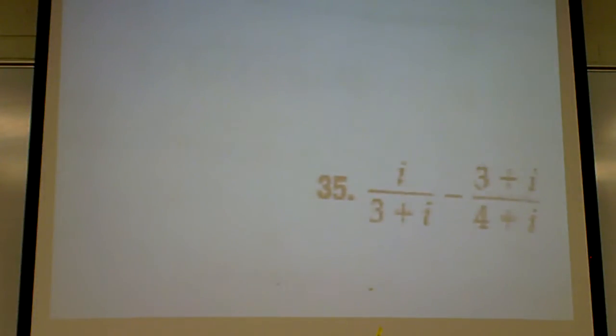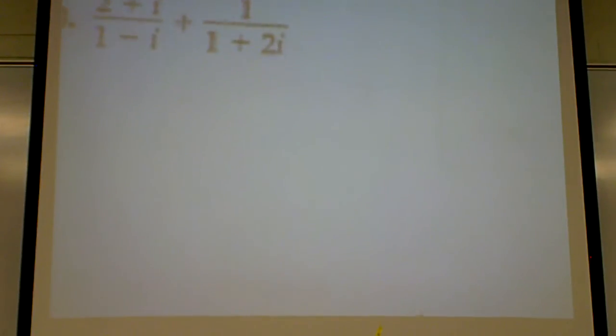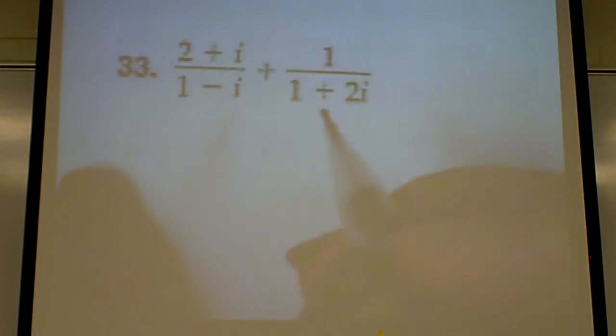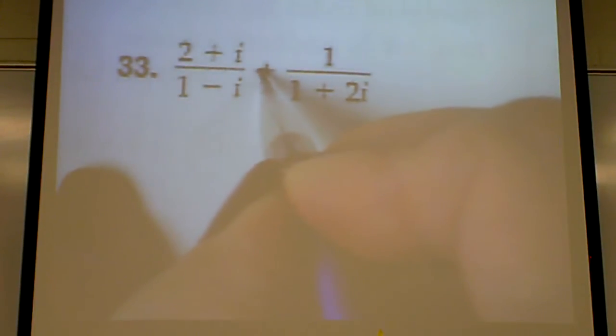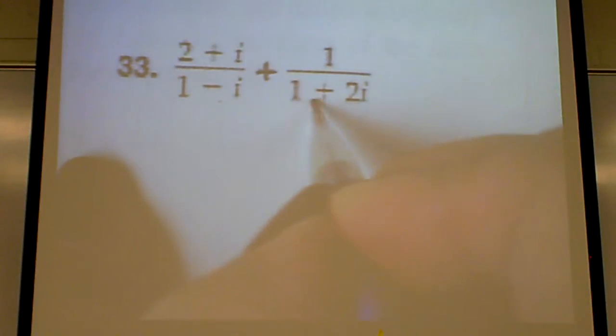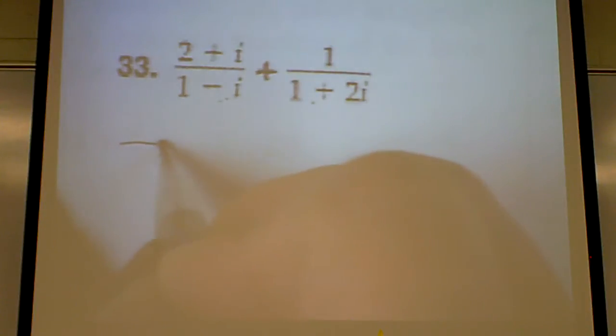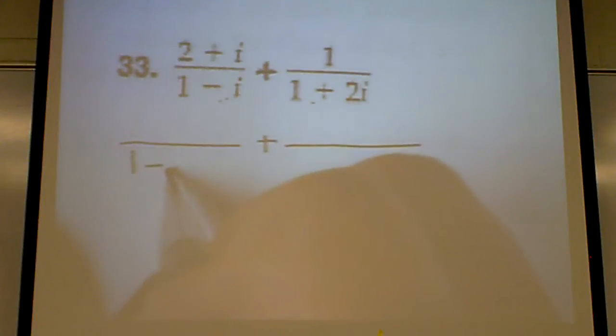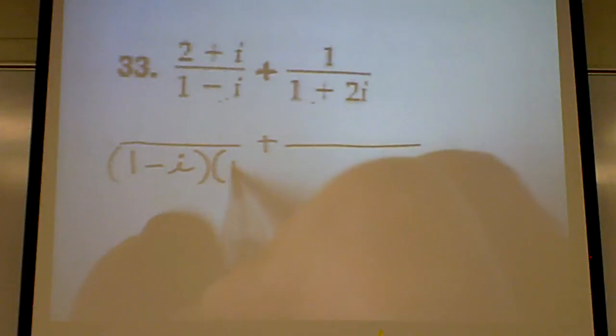Anybody for 30, 31, 32, yes, 33. Okay. First of all, can we add these two up? No, not without a common denominator, thank you. What's your common denominator? It's 1 minus i, 1 plus 2i.